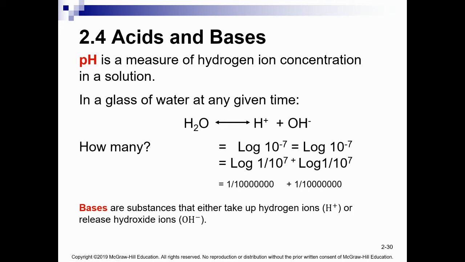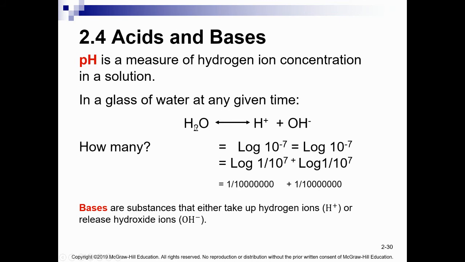Moving on here to the last portion of the chapter on acids and bases and pH. We did a lab on this. pH is hydrogen potential. pH is a measure of the hydrogen ion concentration in a solution. So what that means is in water at any given time, I have H2O. A few of these H2Os are going to dissociate. At any given time, I have a few of these that have separated.